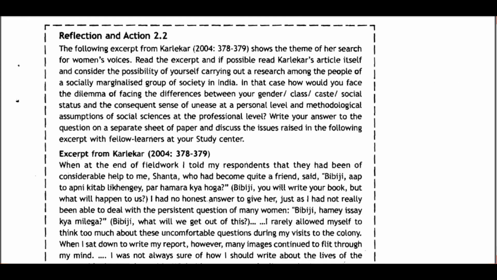Reflections and Actions 2.2. The following excerpts from Kalpana Kannabiran show the theme of her research on women's voices. Read the excerpt, and if possible read the articles themselves, and consider the possibility of yourself carrying out a research among the people of a socially marginalized group of society in India. In that case, how would you face the dilemma of facing the differences between your gender, class, caste, social status, and the consequences of unease at a personal level and the methodological assumptions of social sciences at the professional level? Write your answers to the questions on a separate sheet of paper and discuss the issues raised in the following excerpt with fellow learners at your study center.